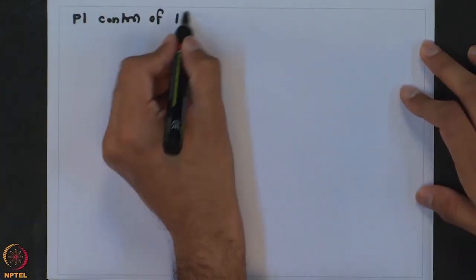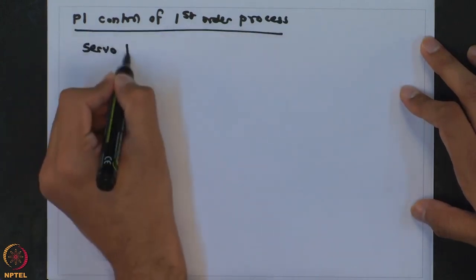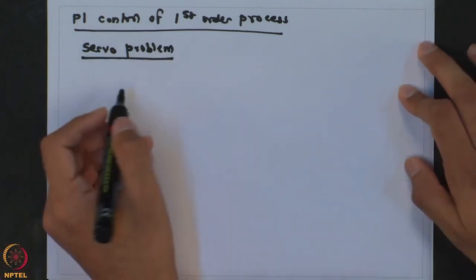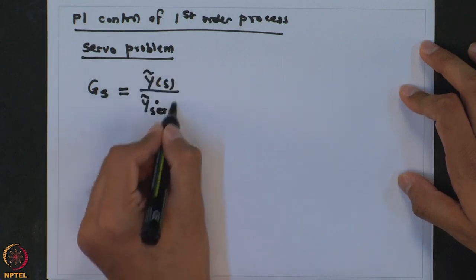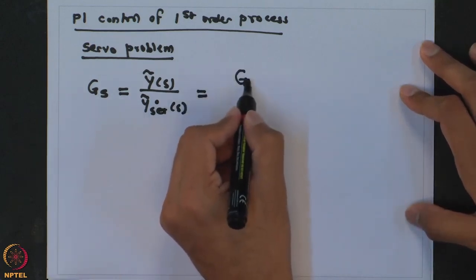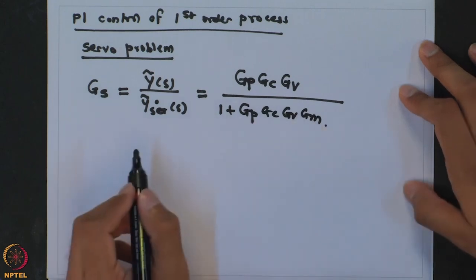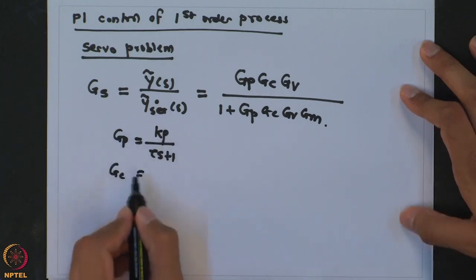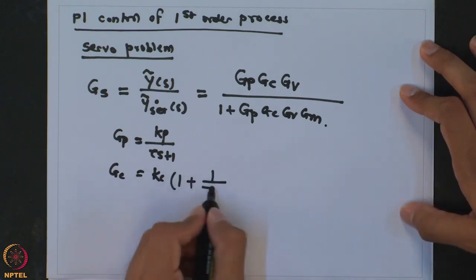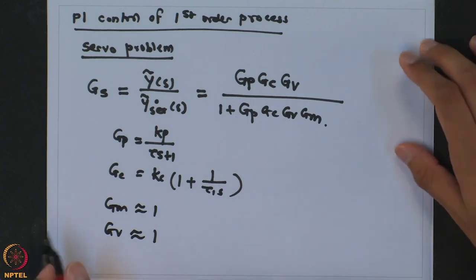So PI control of a first order process, and if you look at the servo problem, in that case the transfer function G(s) between the output and the set point is equal to GP GC GV over 1 plus GP GC GV GM. And again for this process we have GP equal to KP over tau s plus 1, GC equal to Kc (1 plus 1 over tau I s), GM we have assumed to be 1, GV we have assumed to be 1. So in that case what we are going to get is as follows.